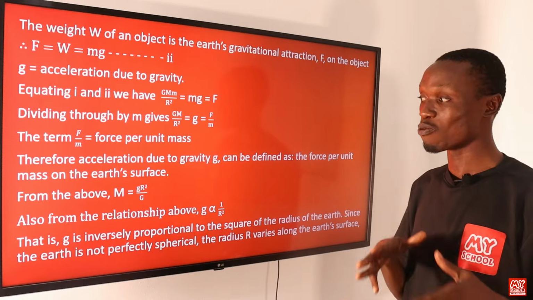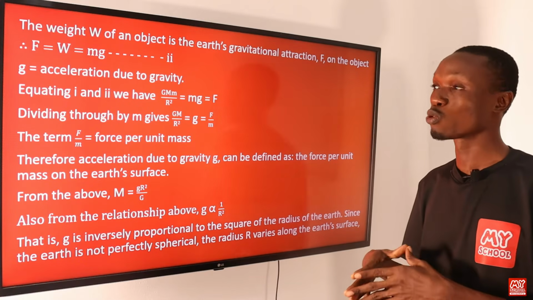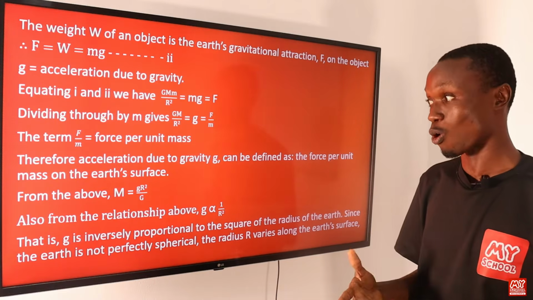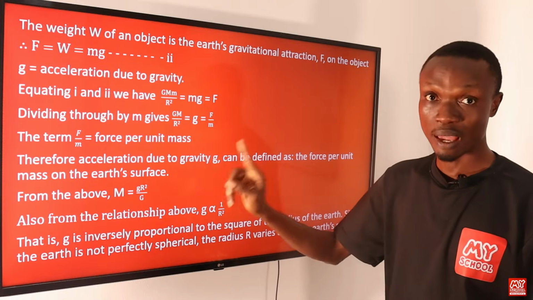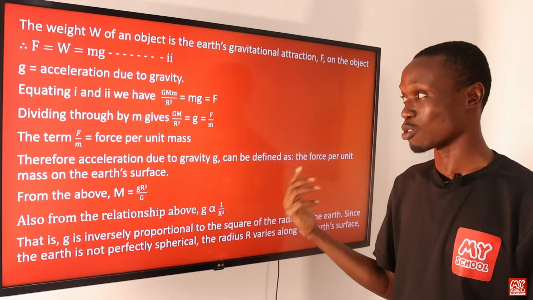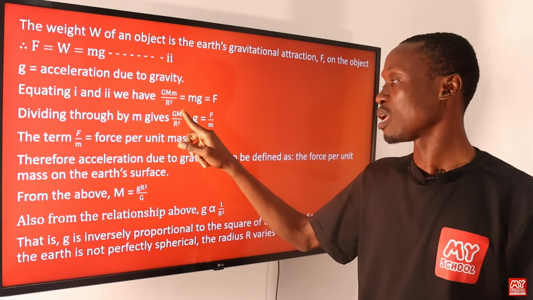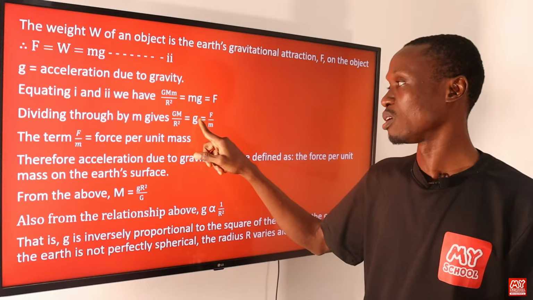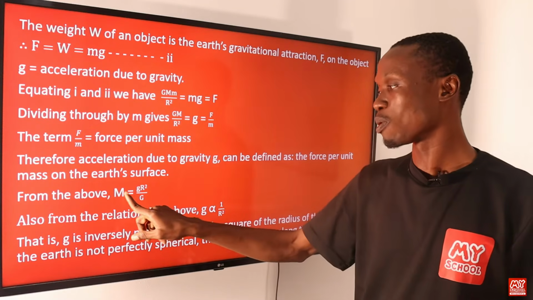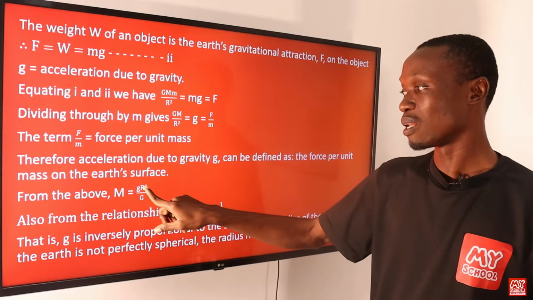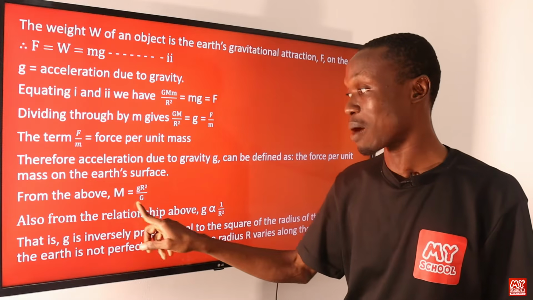Now remember that in our previous lesson on description of field, we also defined it as the acceleration of an object due to the Earth's gravitational force of attraction. From the above, we can make capital M, which is the mass of the Earth, the subject of the formula by simply cross multiplying. We have GM equals R squared g. Since we are looking for capital M, we simply divide by G. So M equals small g, capital R squared all over big G. This is the formula for calculating the mass of the Earth.